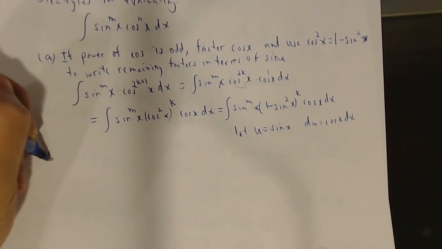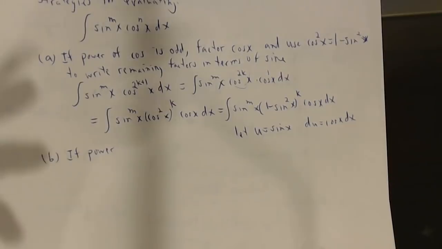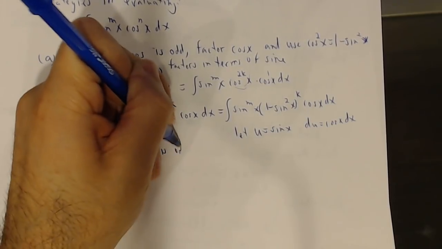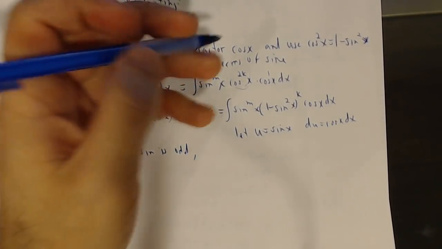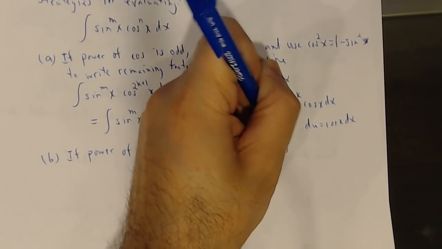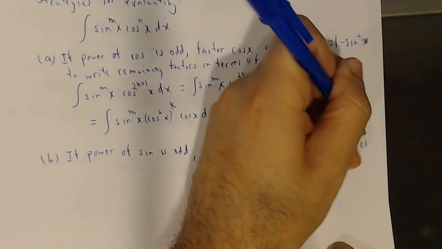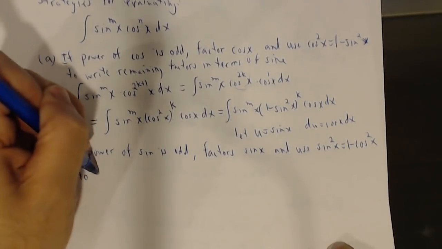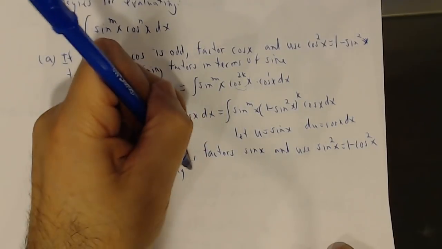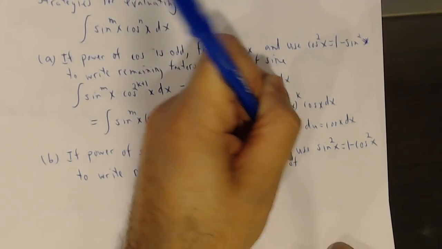Okay, so the next method is, well, what if the power of sine is odd? And you should already know by now, if the power of sine is odd, we're pretty much doing the same thing. So if the power of sine is odd, instead of factoring out a cosine, now we'll factor out a sine. So we would say factor out sine of x and use sine squared x equals 1 minus cosine squared x to write the remaining factors in terms of cosine.